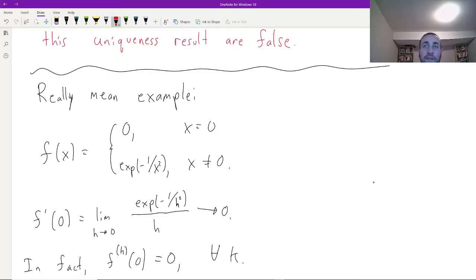So here's the example. I define the function f of x to be 0 at x equals 0, and e to the minus 1 over x squared for x not equal to 0. Certainly we can't use this formula for all x, because when x is equal to 0, e to the minus 1 over x squared doesn't really exist. Having said that, when x is getting very, very close to 0, 1 over x squared is getting very, very large, and so e to the minus 1 over x squared is getting very, very small. So indeed, this function really is continuous at 0. So this is the natural thing to define there.